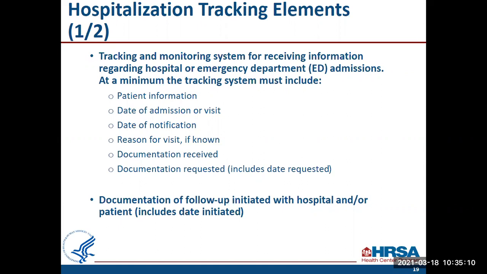These elements pertain to all admissions, not just those initiated by the provider. To be more specific, the elements of a sound hospital tracking system include establishment of a tracking and monitoring system for receiving hospital admission information, collecting specific patient information, which minimally includes date of visit or admission, date of notification, reason for visit, documentation received, and documentation requested.